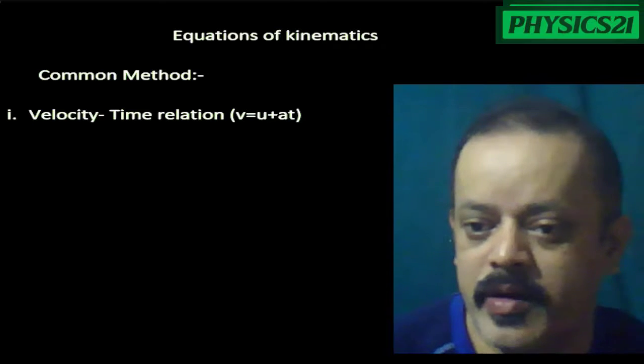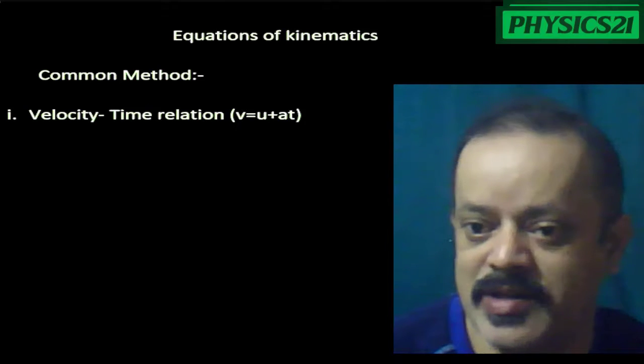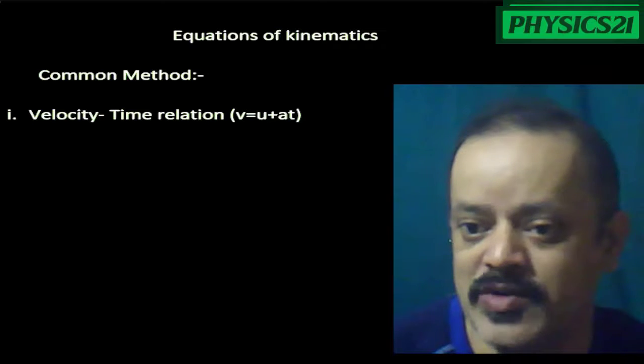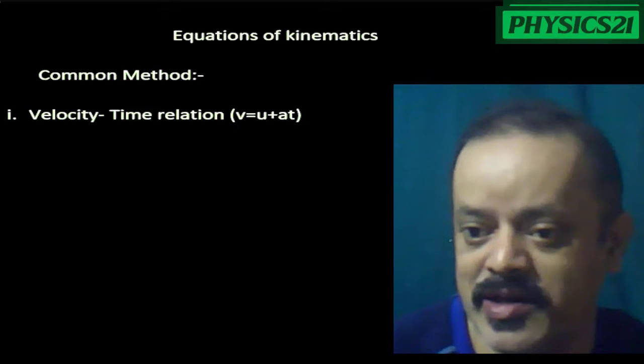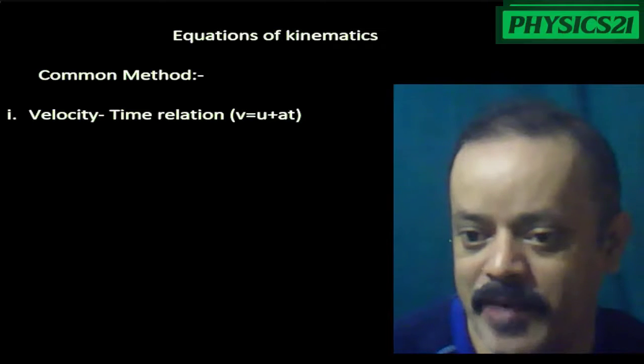I will explain derivations for the equations of kinematics for all the methods. So, first method is common method. In this method, we will try the first equation, which is known as velocity time relation, given by v equals u plus at, where v is final velocity, u is initial velocity, a is acceleration and t is the time.